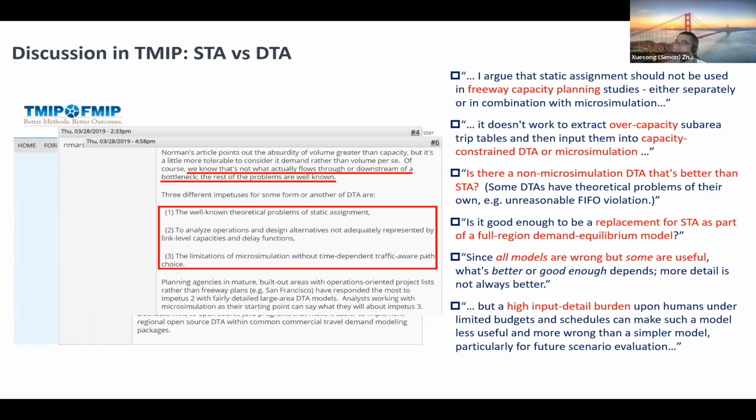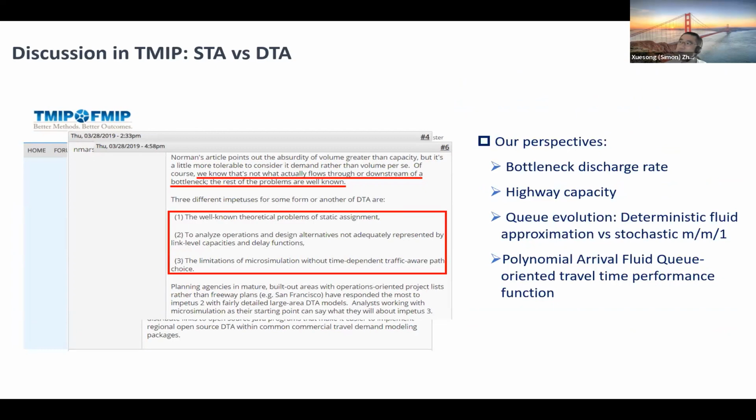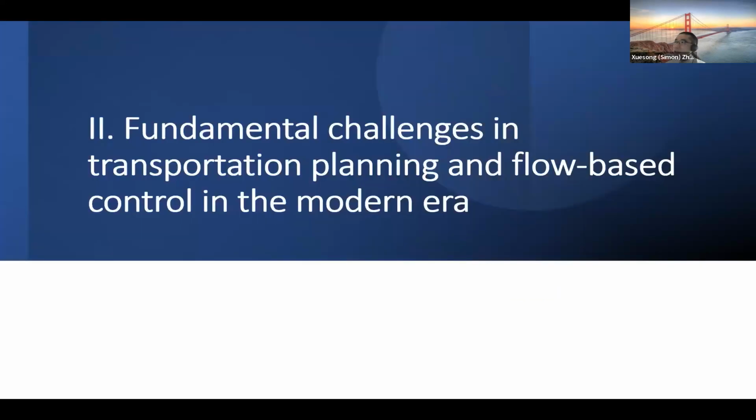So I don't want to read all this list. I want to show our perspective. Over the last 5 years, we have been looking at DTA versus BPR, or the volume delay function, from a fresh perspective. We try to introduce the perspective of bottleneck discharge rate very carefully, and then we look at the queue evolution, not only the stochastic queue model, we also look at the fluid queue. Then you will see how we introduce polynomial arrival fluid queues, and try to link the average travel time together with the underlying traffic dynamics. Here we go.